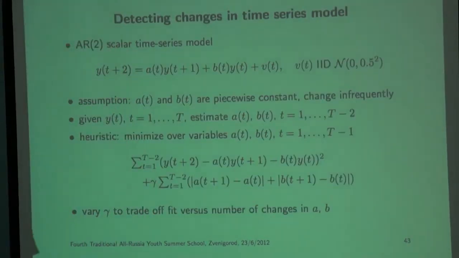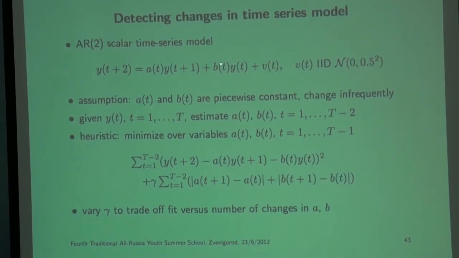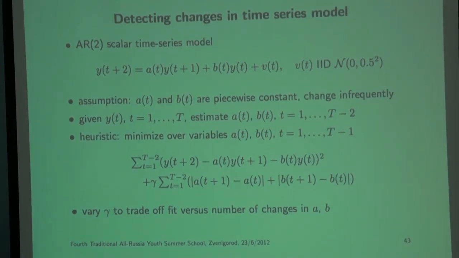Okay. Let's look at an example. It's detecting changes in the time series model. So here you have a time series model, and this is just very simple. It's an AR2 model, but it's time varying here. The assumption is that these coefficients are piecewise constant and they change infrequently. In other words, their differences are sparse. So that's the idea. And I'm given y, and I want to estimate these two things.